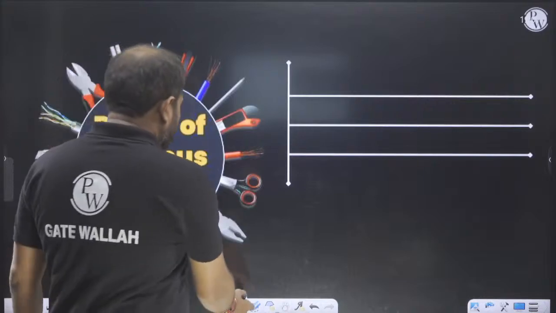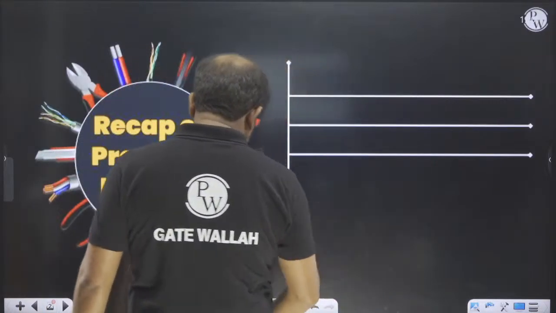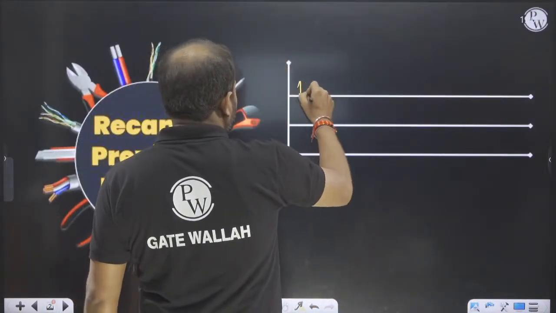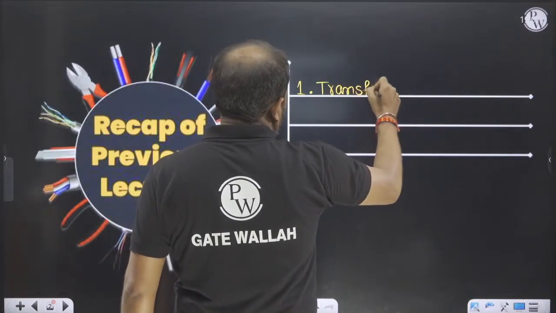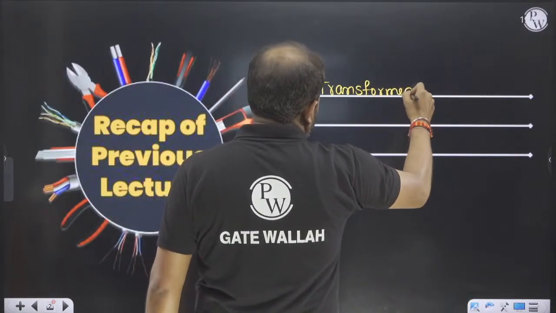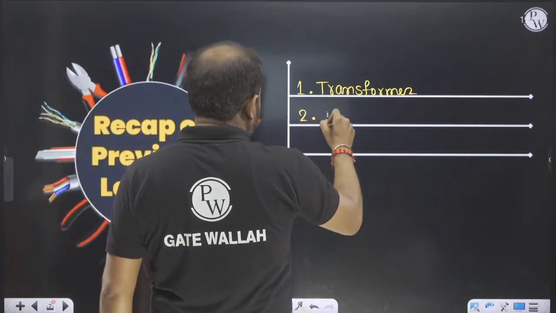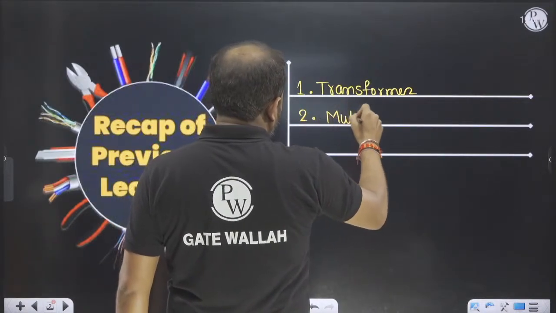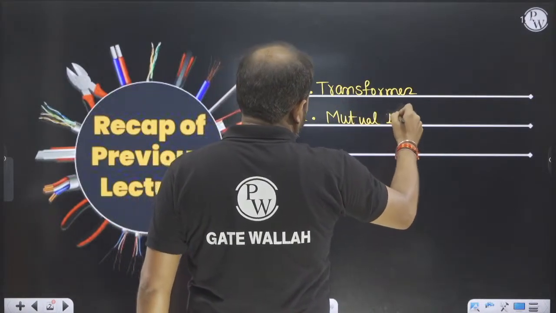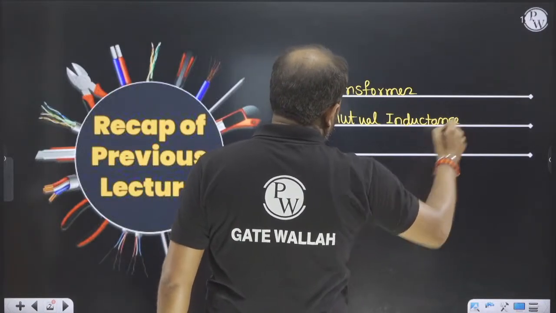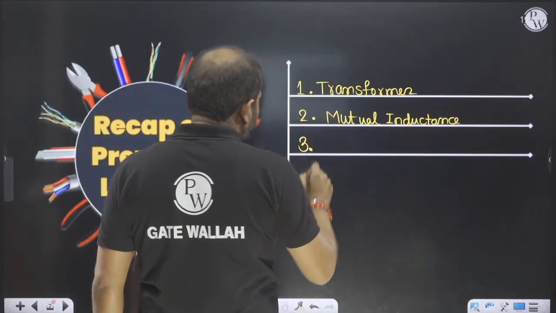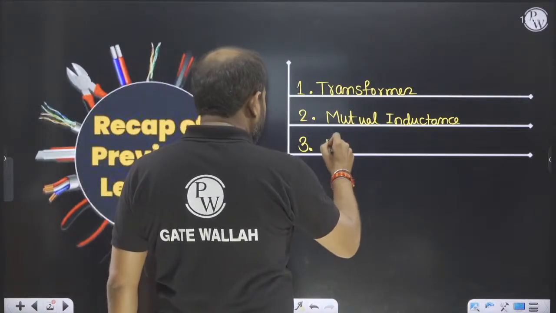So in yesterday's class, what have we done? In yesterday's class, we discussed transformer and mutual inductance. Second, mutual inductance. And third is revision.